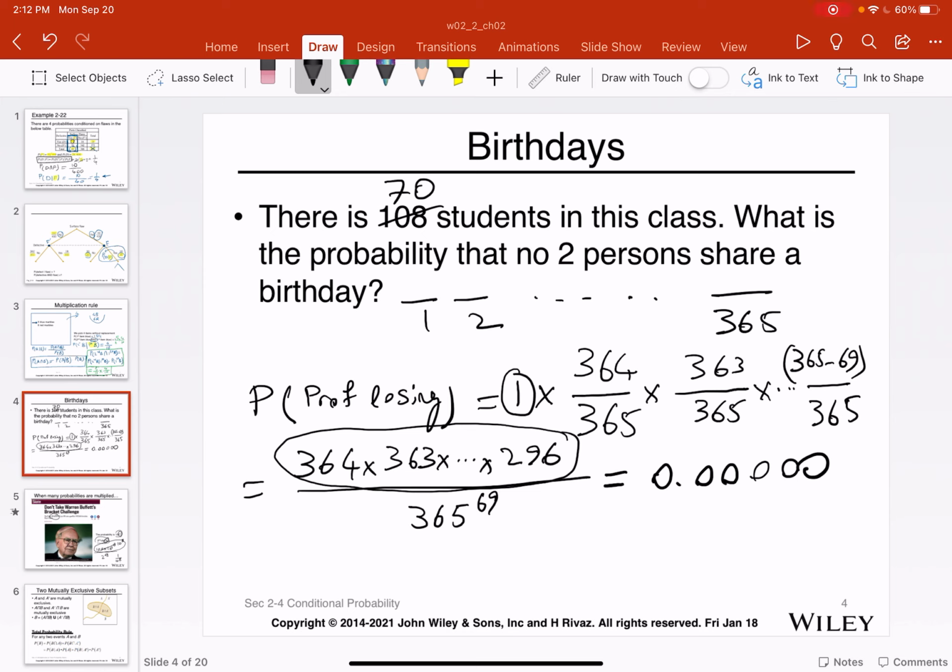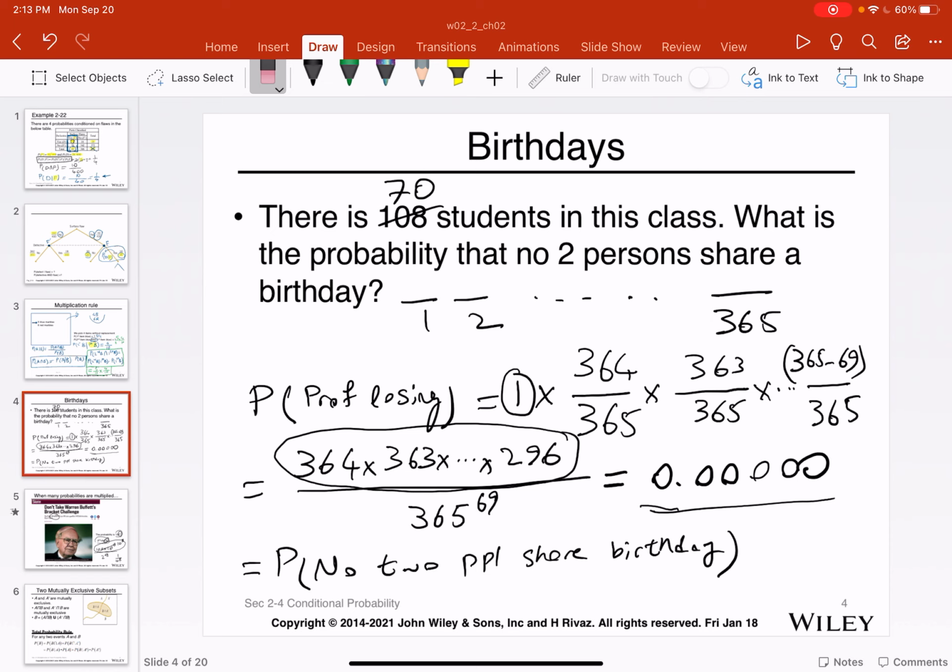The probability I calculated was the probability of prof losing, which means that at least two people share a birthday. So the probability of me losing is zero, right? Let's write it down. So that was equal to the probability of no two people sharing the same birthday. Oh yeah, I made a mistake. So this was the probability of prof winning, right? No, yeah, prof losing. That's correct. No two people shared the birthday. No, I didn't make a mistake.